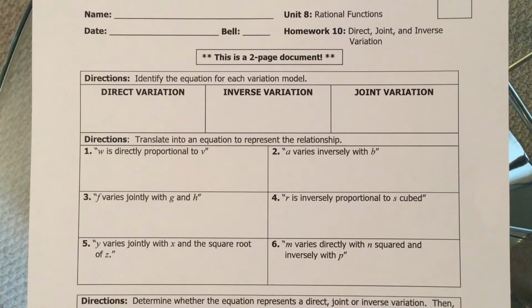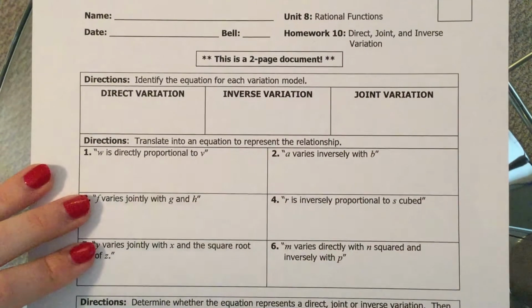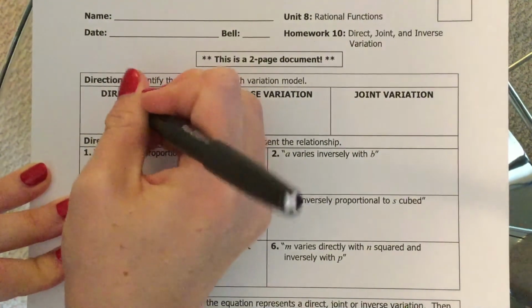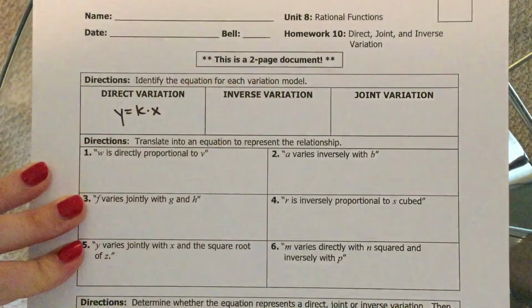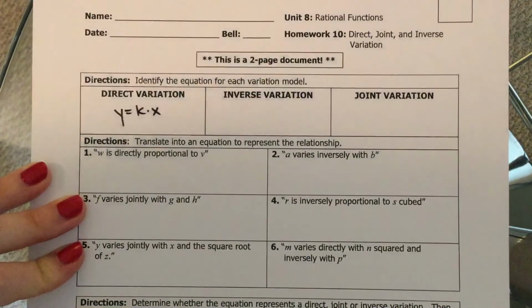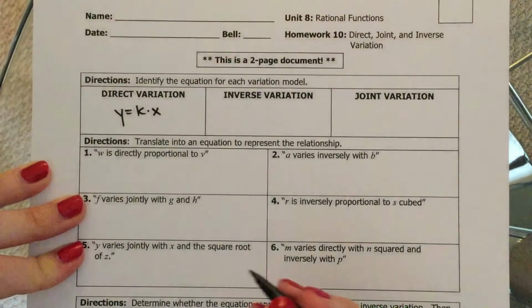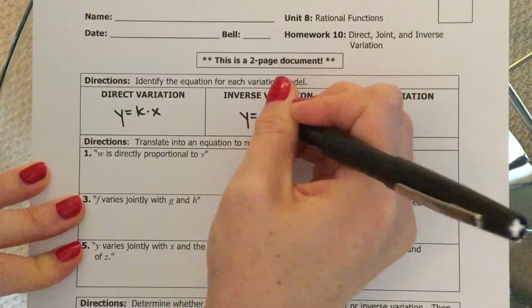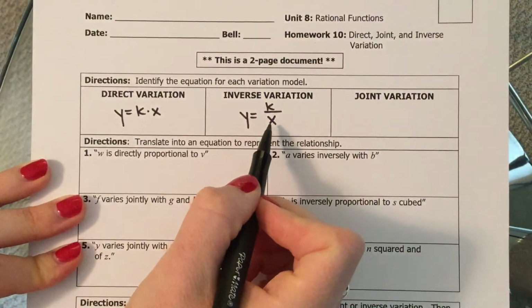Okay, homework 10 is on direct, joint, and inverse variation. So I want to make sure we've got the formulas up on the top here so we can use them. Direct variation, we have y equals k times x. So that's y is directly proportional to x. Inverse variation, we've got y equals k divided by x. So in an inverse, the variable is in the denominator like that.